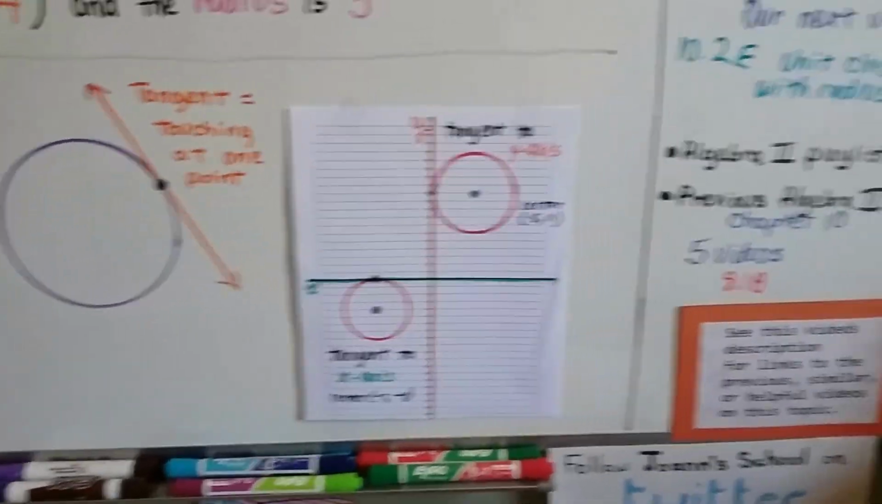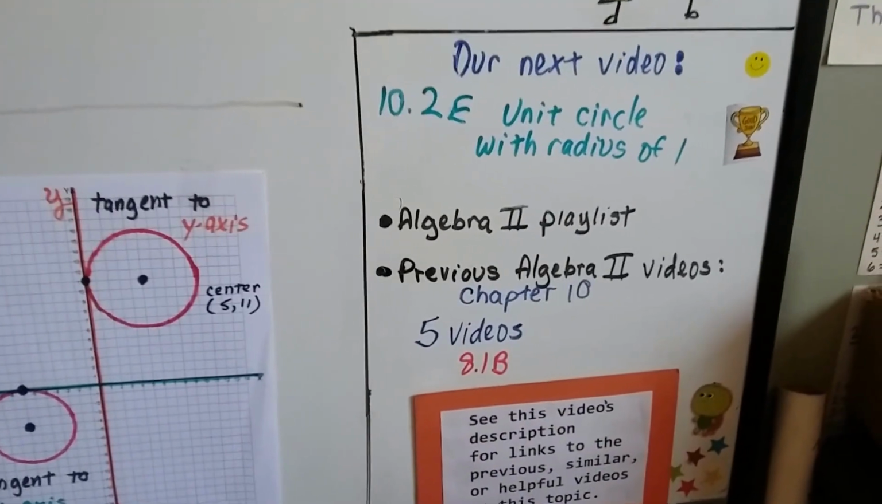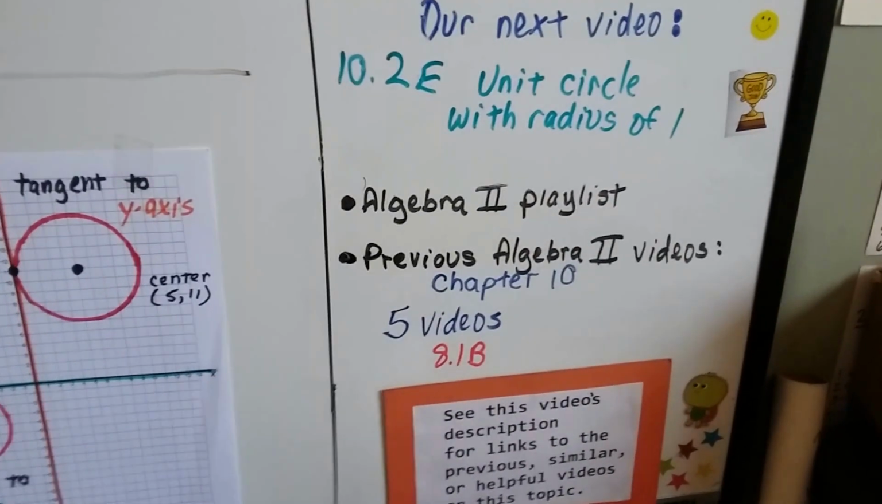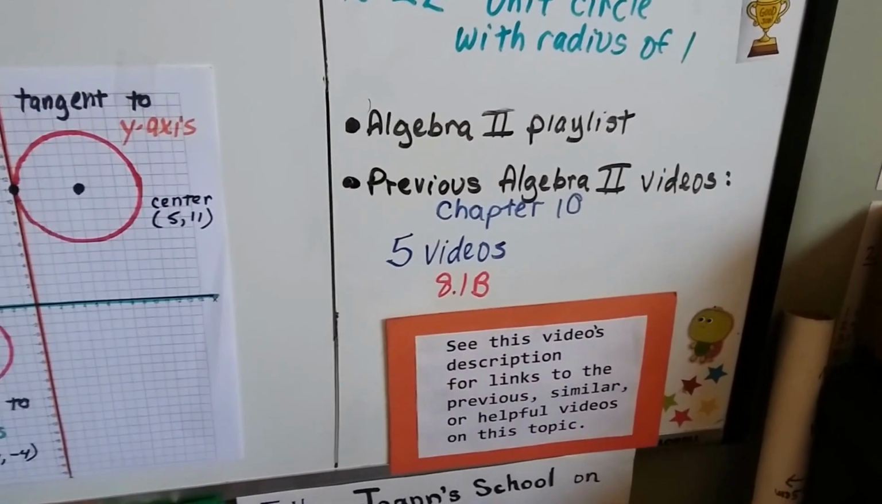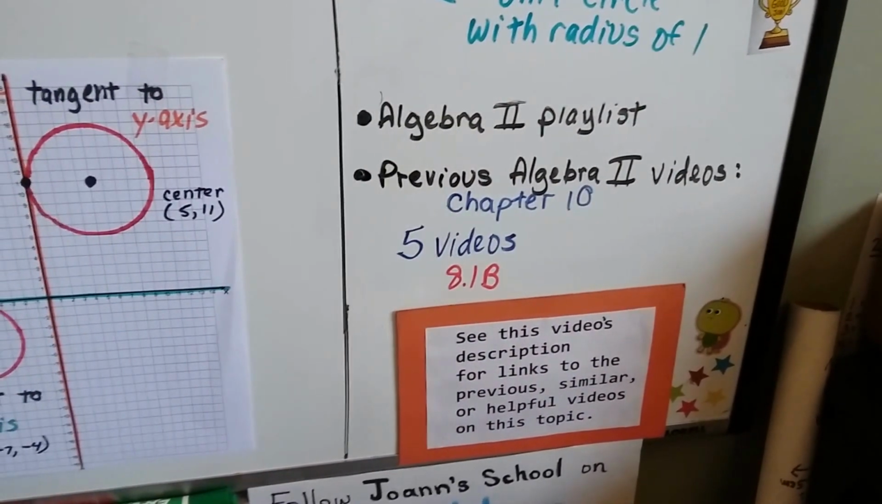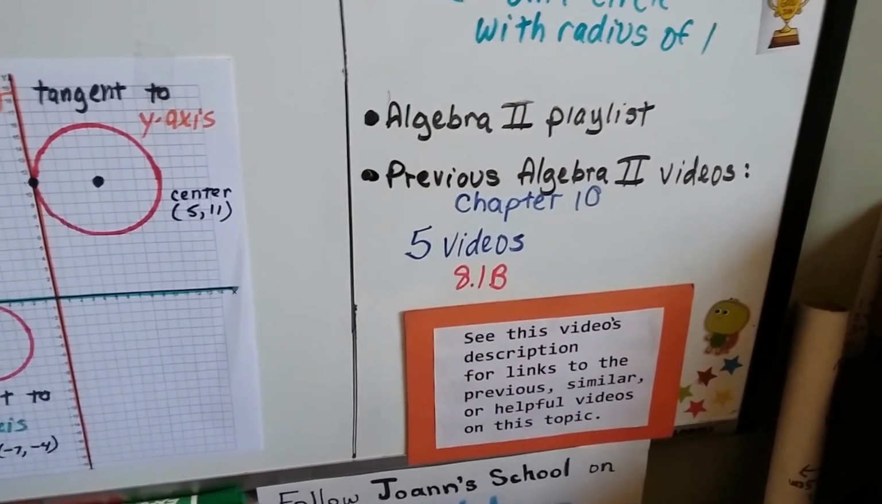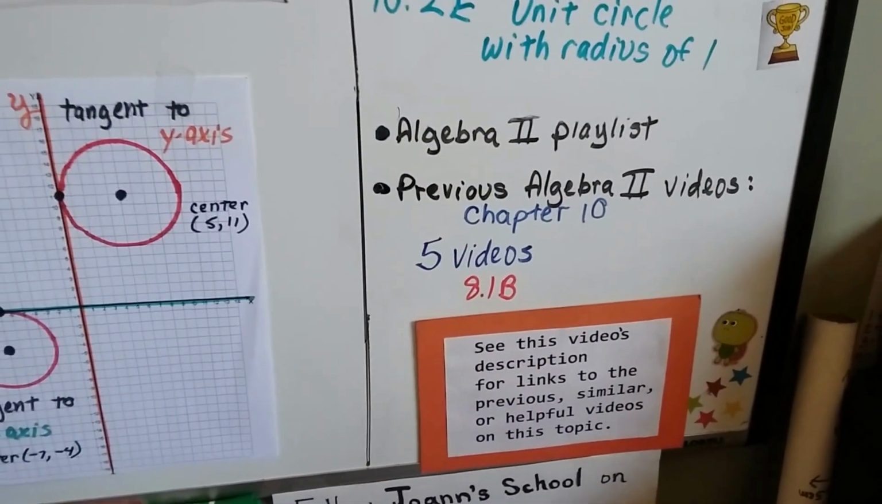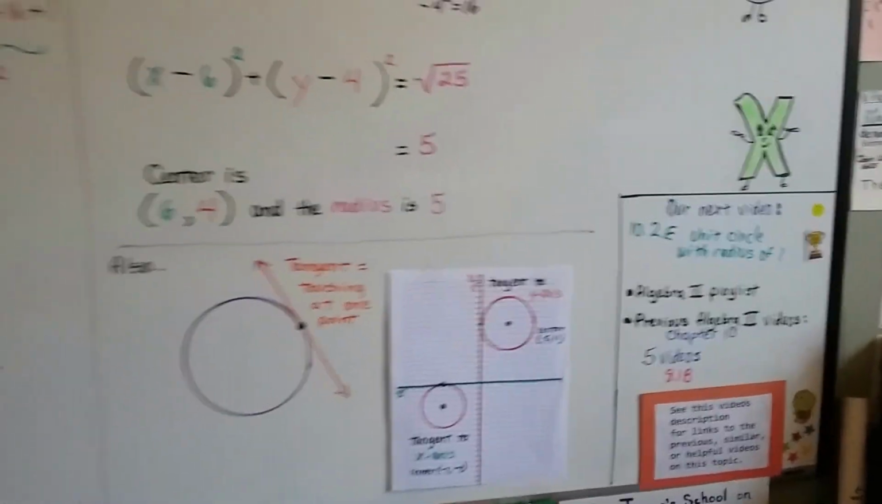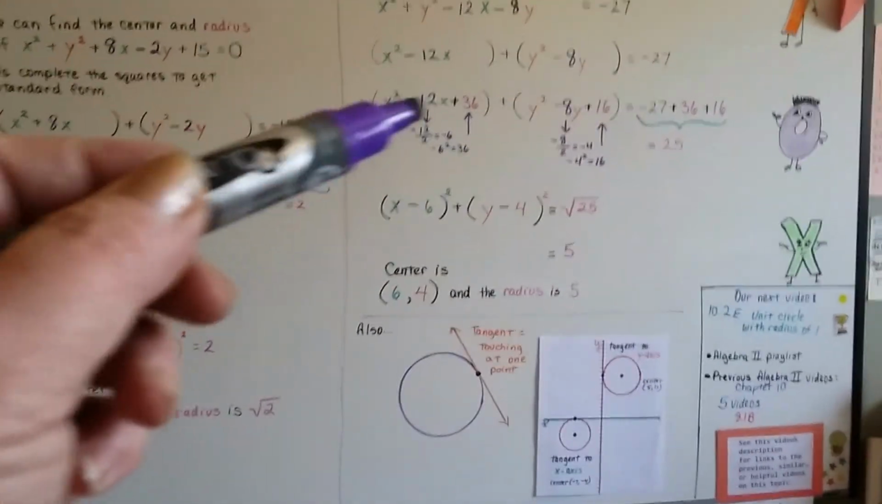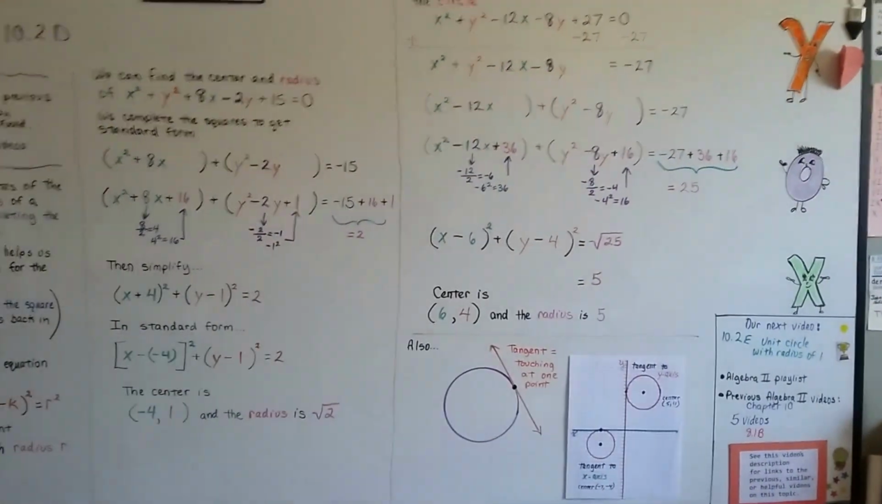In our next video, we're going to talk about unit circles with a radius of 1. And that's 10.2e. I'm going to add this to the Algebra 2 playlist, and I'm going to have links to those 5 previous videos for this chapter 10, plus that completing the square video for 8.1b. But you really should remember how to complete a square by now, okay? Plus I kind of explained it right here, right? So you should be okay.